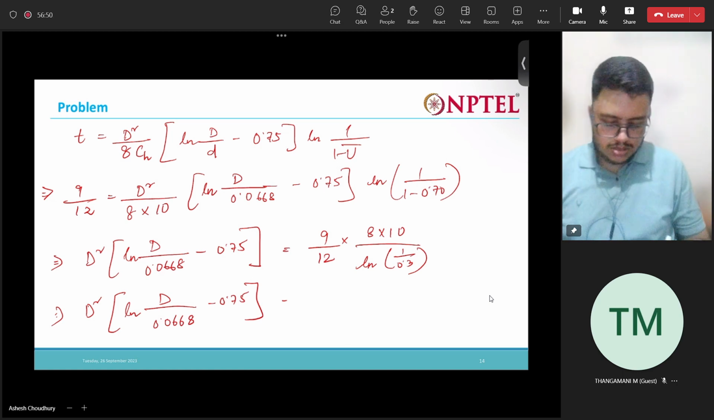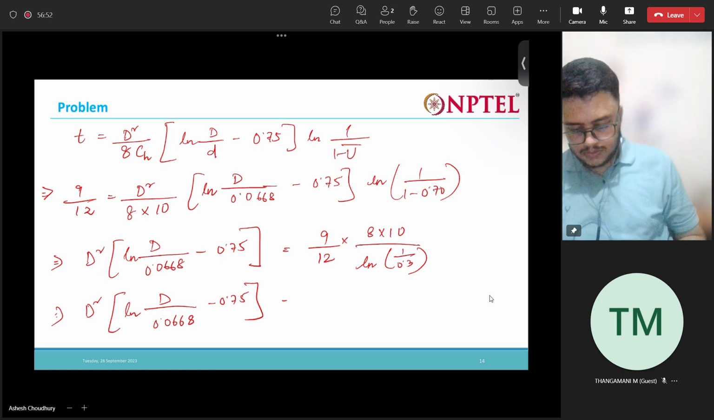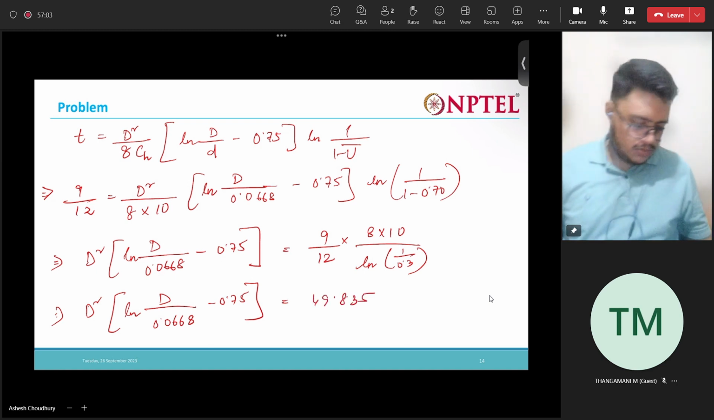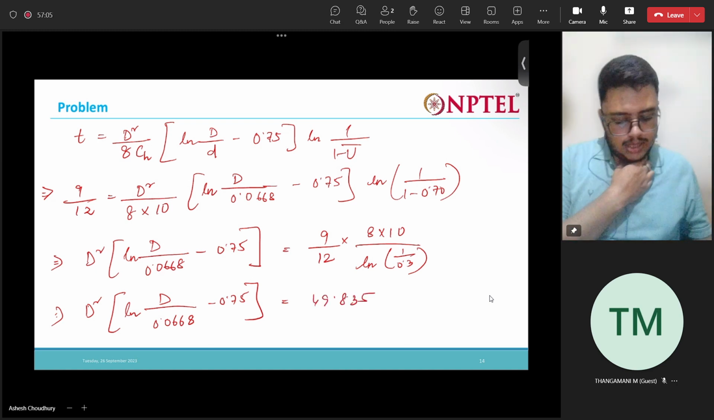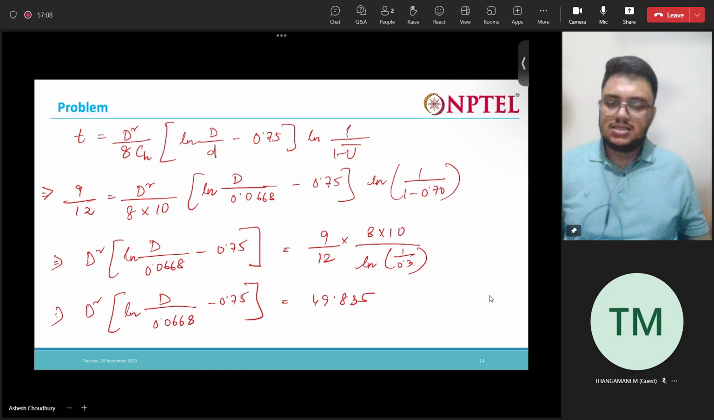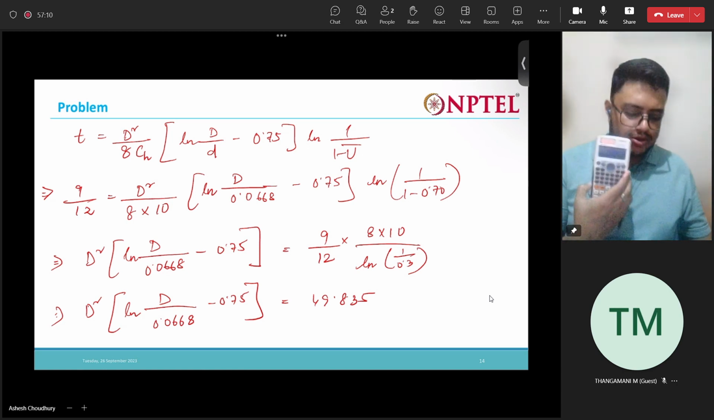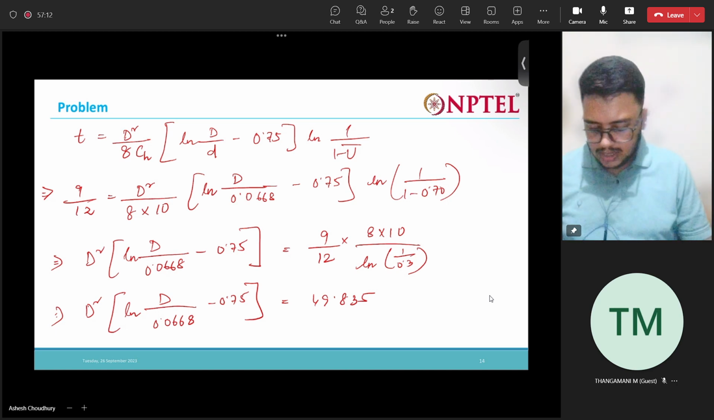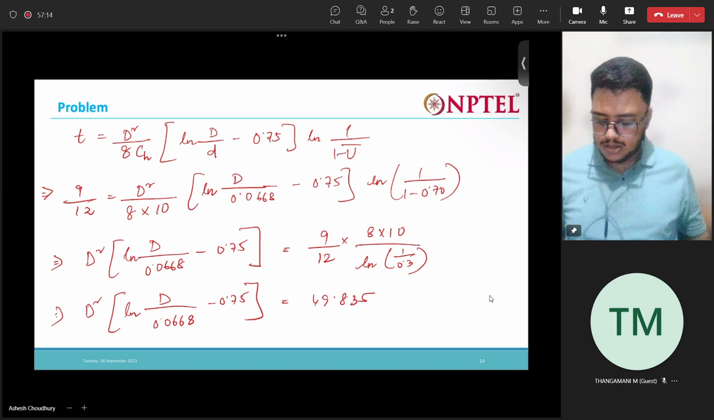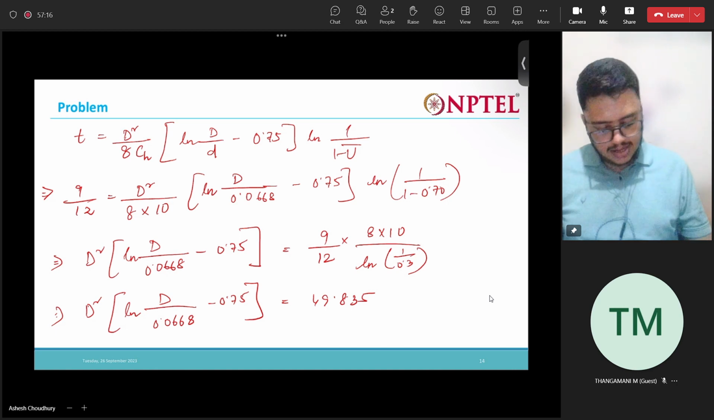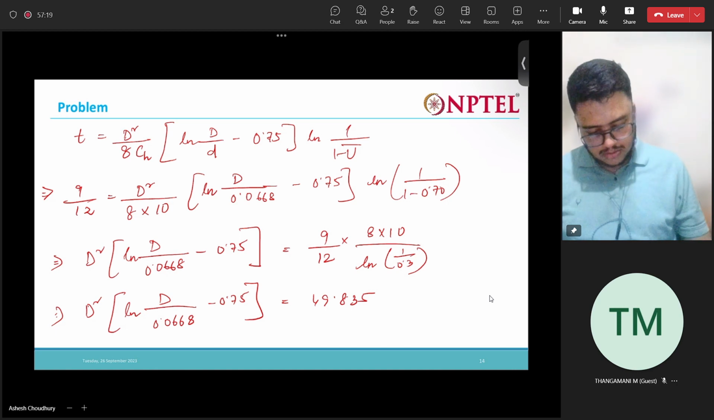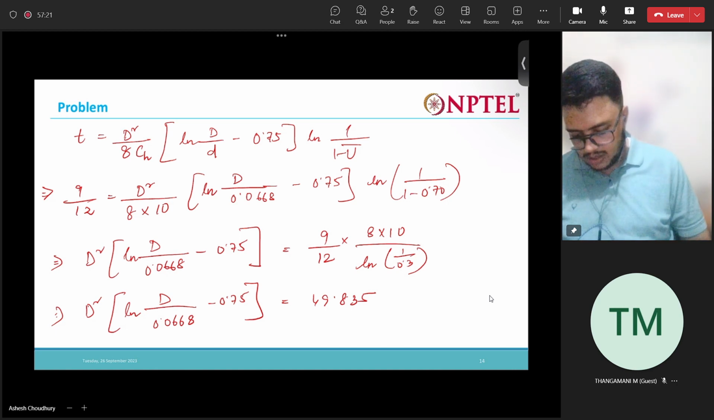How much is this? So now if you want to solve this, in engineering calculators nowadays we can directly put the equation and get the values. Else, you can do some trial and error to get the value. So I will just directly put the equation. Okay, I will just show you.